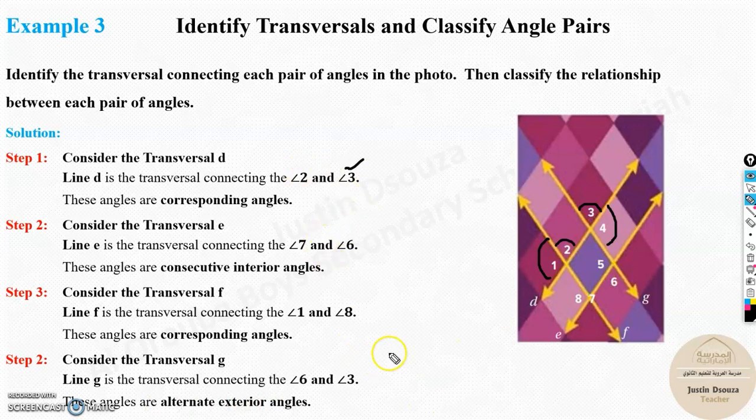So mainly if this comes in MCQs, look into the options thoroughly and see the relationship between them.